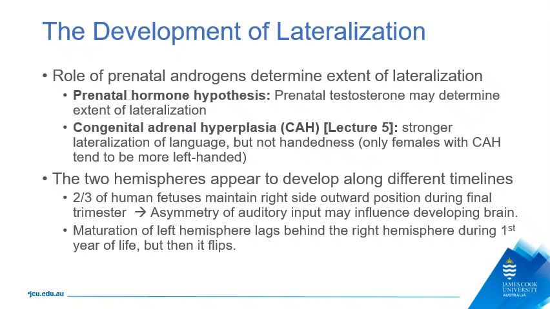Two thirds of human fetuses maintain a right side outward position during the final trimester, and this can possibly lead to an asymmetry of auditory input that influences the developing brain. There is also a maturation of the left hemisphere lagging behind the right hemisphere during the first year of life, but then the trend flips.